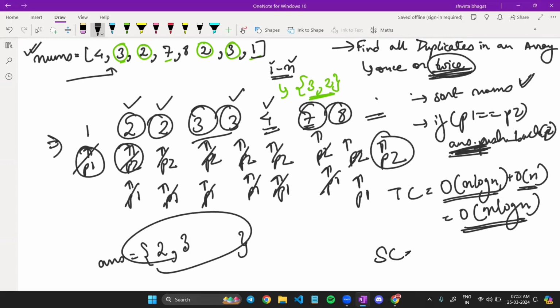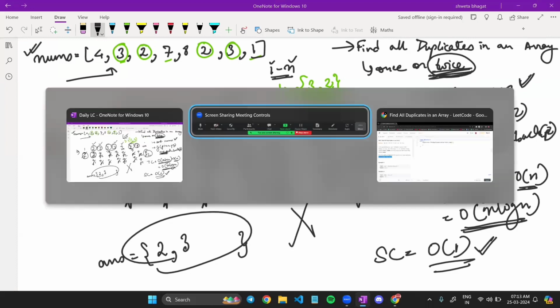And what is the space complexity? The space complexity is order of 1 because we are not using any extra space from our end, okay? So we made sure that we are not using any extra space. Now the question is, are we going to use this solution in order to solve this problem? The answer is no. Let's see why.